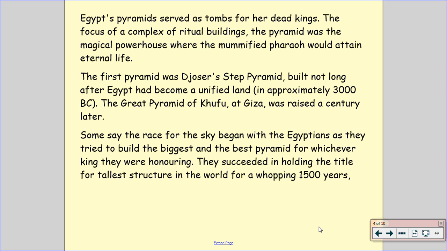Some say the race for the sky began with the Egyptians, as they tried to build the biggest and the best pyramid for whichever king they were honouring. It was an honour to build a pyramid for a pharaoh, because they were the highest person in Egypt. People believed that they would become gods. So by building them a grand pyramid, they were honouring their gods, essentially. They succeeded in holding the title for the tallest structure in the world for a whopping 1,500 years. So for 1,500 years, the pyramids were the tallest buildings in the world, which is quite extraordinary, really.